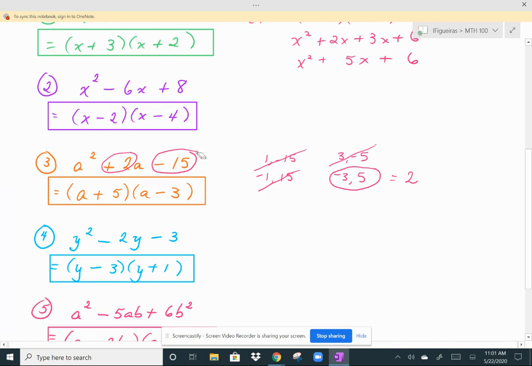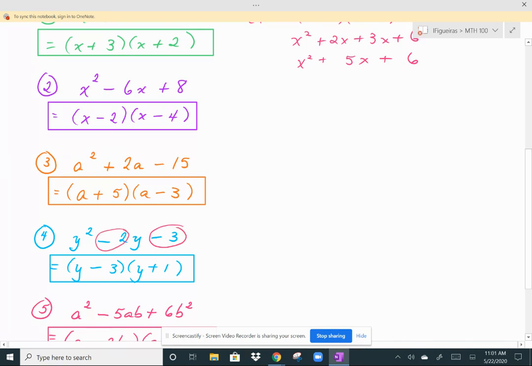Here I have y squared minus 2y plus 3. So here I'm looking for a product of negative 3 and a sum of negative 2. So again, we'll be dealing with different signs. And this one's a little easier because there's not too many options for negative 3. So you can either have 1 and negative 3, or you can have negative 1 and positive 3. Now, when you add these, this one gives me negative 2, this one gives me 2. So I want the negative 2, so ignore this one.